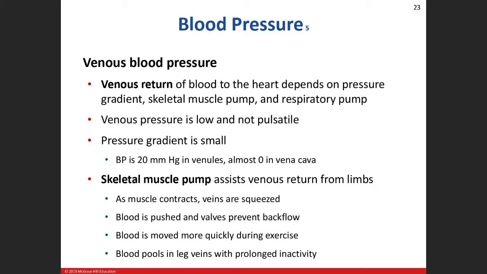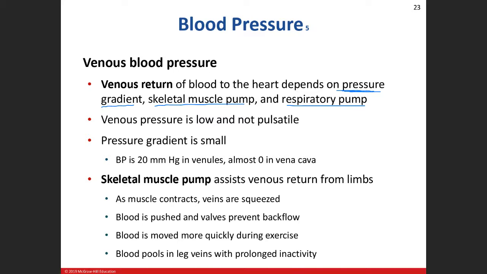This is the amount of blood that comes in, and it's highly dependent on what we call the pressure gradient, the skeletal muscle pump, and the respiratory pump. This is going to be cool. You're going to love this stuff. So these three things are going to affect venous return. Venous return affects stroke volume, which affects cardiac output. See how we're starting to draw things together now? Seeing the big picture?